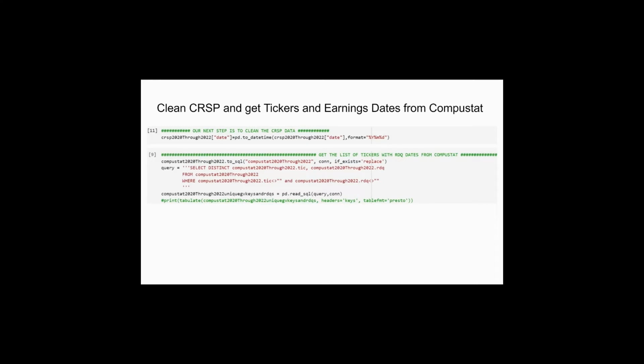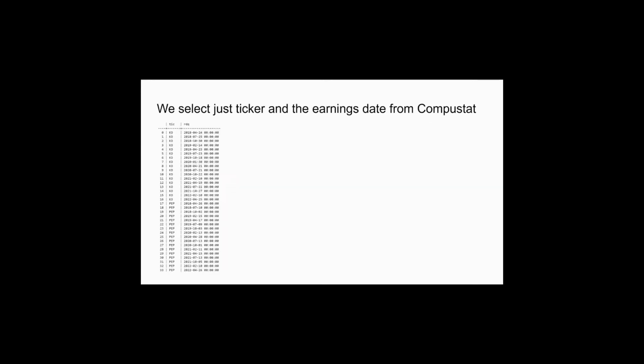Now we want to clean up the CRISP data, and we want to get tickers and earnings dates from CompuStat. So we clean up the CRISP data by making the date a date, and then we get the list of tickers with RDQ dates from CompuStat. This is important because we're getting ready to create our main data set, and the main data set has an RDQ date in it, which is an earnings announcement date. So we're going to select all the tickers with all the earnings announcements, and just those two, right? So we're going to have a CompuStat panel data of tickers and earnings announcement dates. And so that's what this looks like.